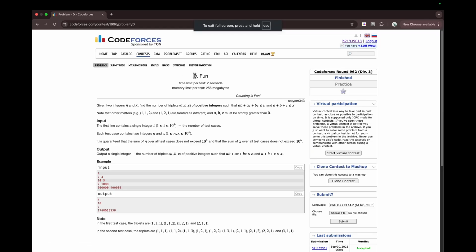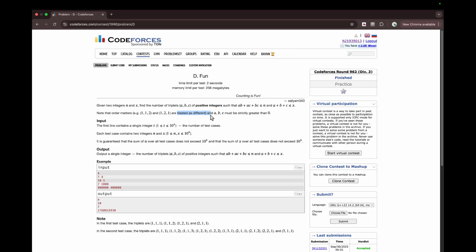The name of the problem is fun. So what the problem actually says is that we are given two integers n and x. We have to find such triplets, or such three integers a, b and c, such that ab plus ac plus bc is less than or equal to n, and a plus b plus c is less than or equal to x. One thing to note here is that order matters, meaning 1 1 2 and 1 2 1 are different.